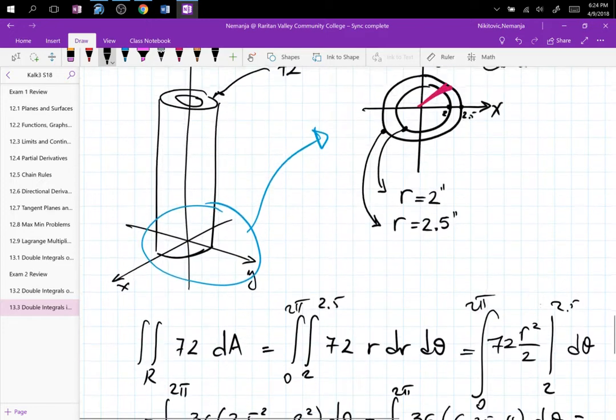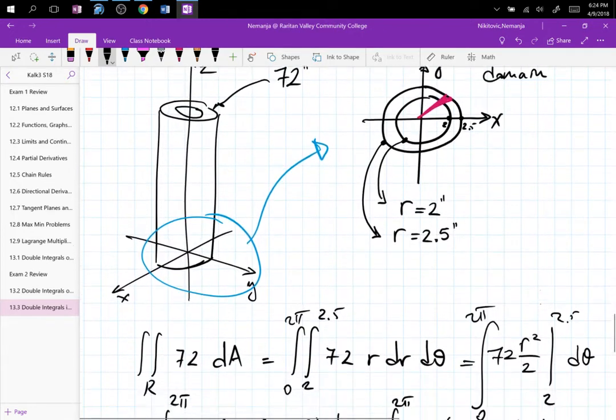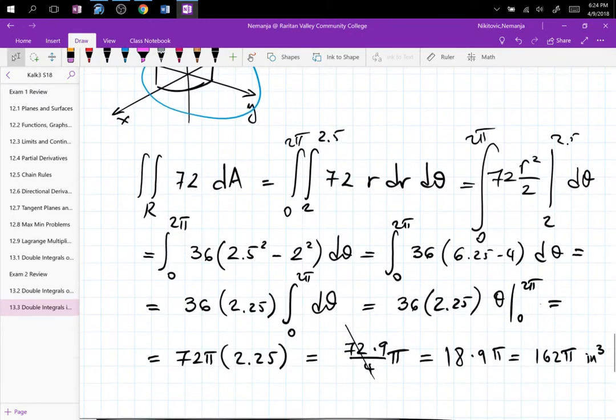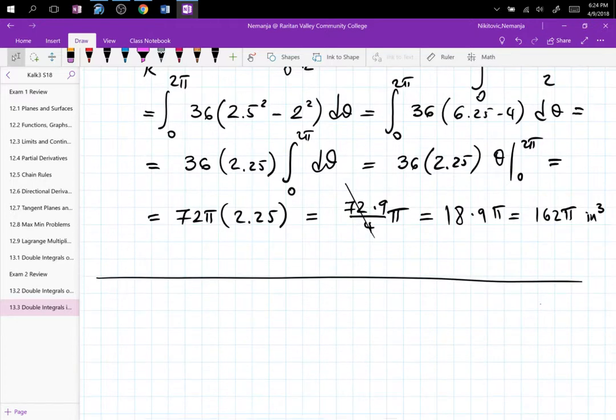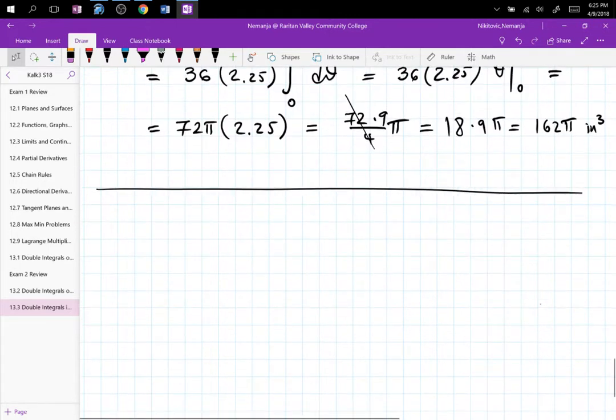So that's the polar. Let's see if we can find another. That's a beautiful example.